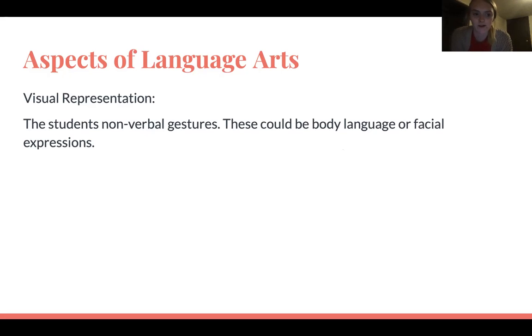We also have visual representation. I'm sorry, I forgot more than one. This is the students' nonverbal gestures. This can be body language or facial expressions. Body language is like if I'm sitting like this talking, you guys might think that I'm mad, or my face might be like this, so you guys might think I'm confused or mad or whatever. So that's visual representation.